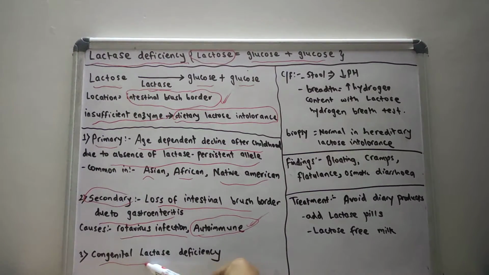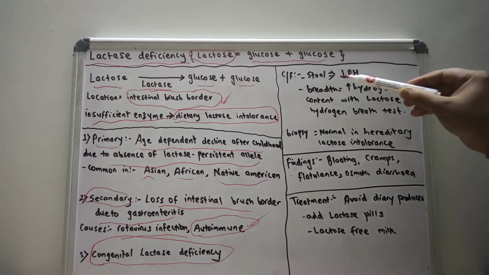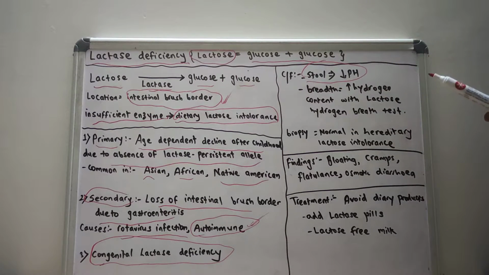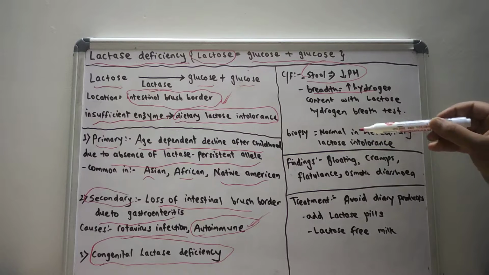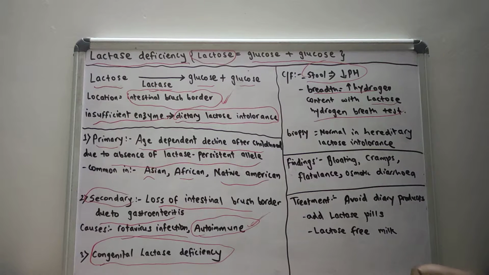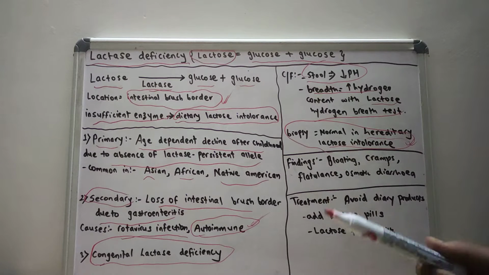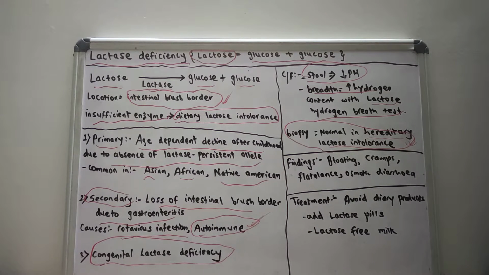Another is the congenital lactase deficiency. This congenital lactase deficiency is a rare disorder that occurs in our body, which also results in lactose intolerance. What are the various clinical features we see? There will be a decrease of pH in the stool and an increase of hydrogen in the breath with the lactose hydrogen breath test. This is the main clinical feature. In hereditary lactose intolerance, the brush border biopsy is normal.